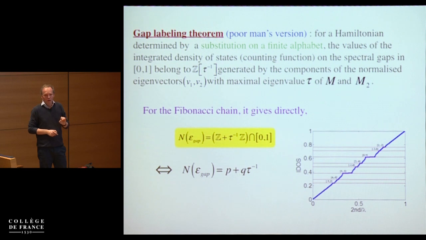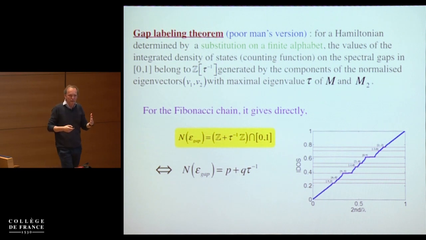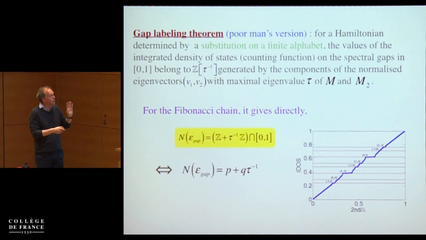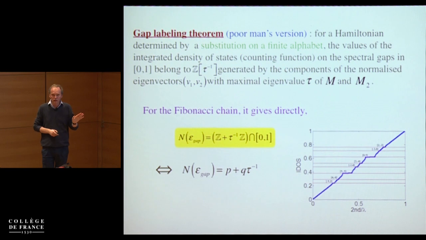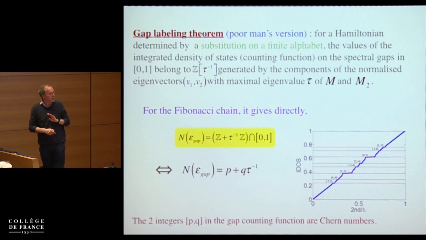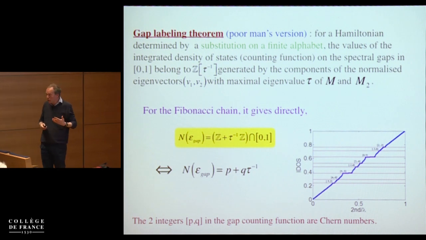Okay? So again, what I wanted to convey here is that there is absolutely no need of whatever delta phi, structure, whatever. Everything is just contained here. You give me, for this substitution matrix, the one-word and two-word matrices. You calculate the eigenvectors, the eigenvalue, and you have this gap labeling theorem. So which means that those two integers, p and q, which are Chern numbers, are obviously independent of delta phi because we obtained them from something that has absolutely nothing to do with delta phi. Okay? So far, so good.